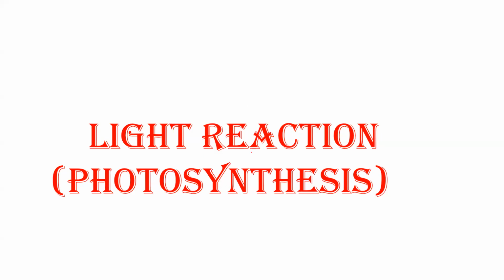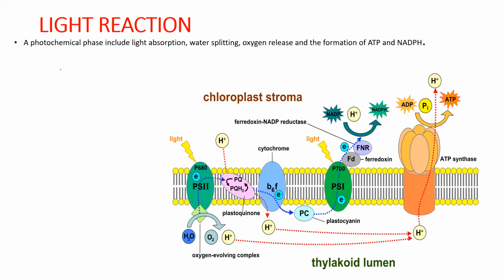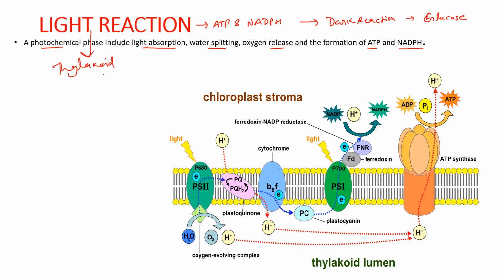Today's video topic is the light reaction of photosynthesis. So what is light reaction? It is a photochemical phase which includes light absorption, water splitting, oxygen release, and formation of ATP and NADPH. Basically, in light reaction, ATP and NADPH are formed, which are later utilized in the dark reaction in the stroma for formation of glucose. Okay. So light reaction takes place in the thylakoid of the chloroplast.